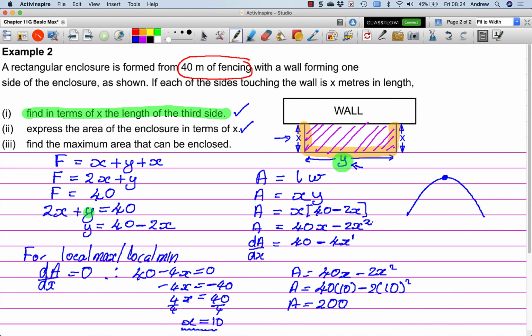Now this particular problem is making reference to area. So the maximum area is 200 meters squared. So area max is equal to 200 meters squared.